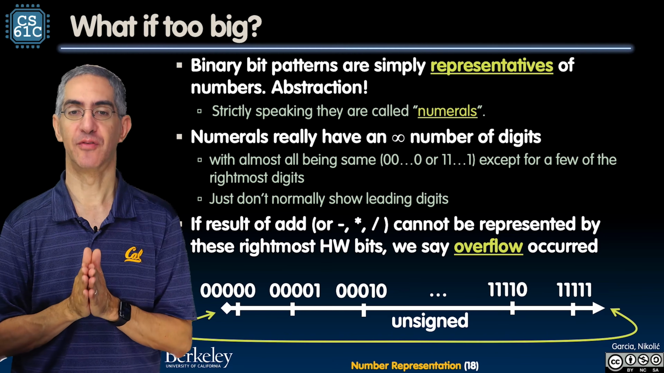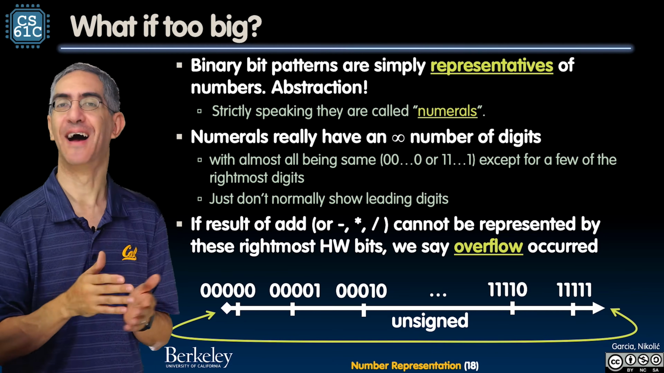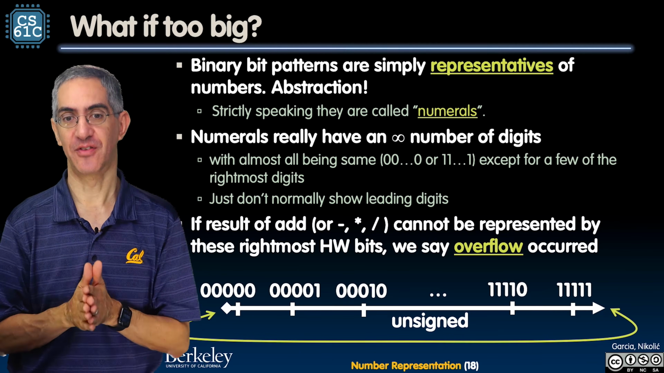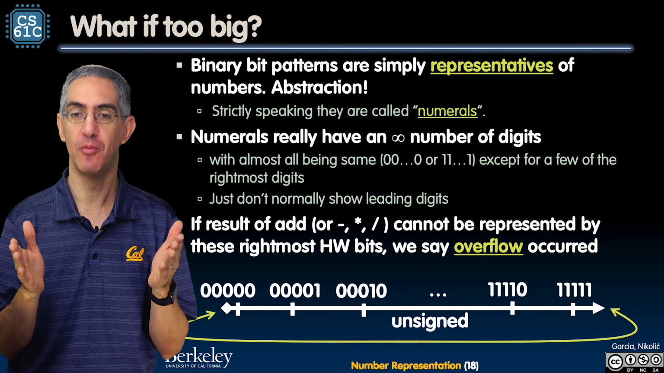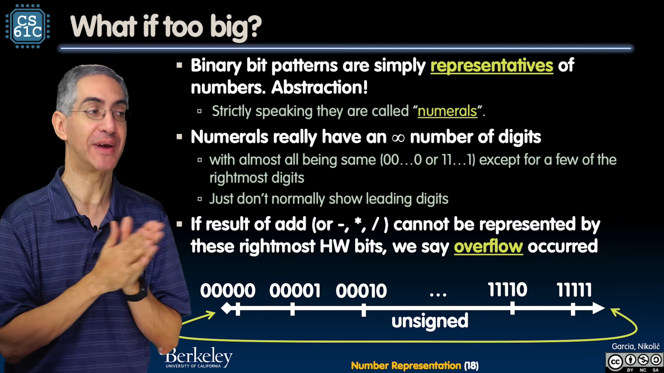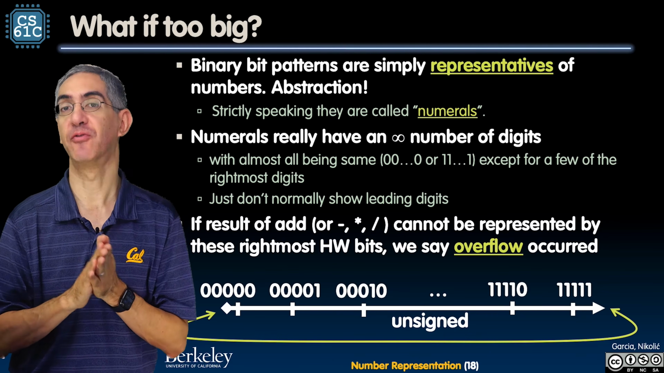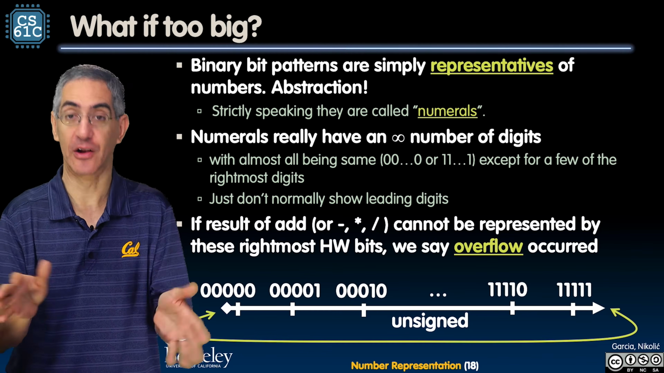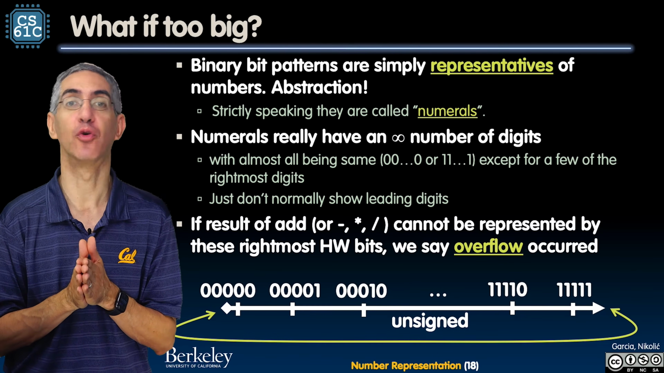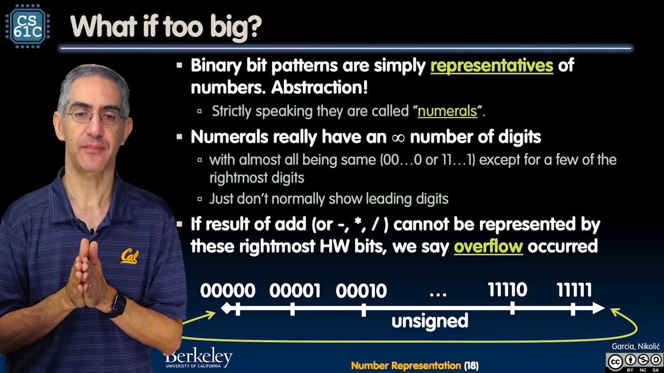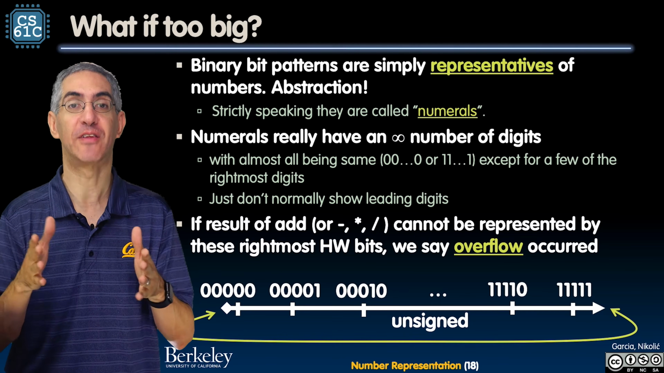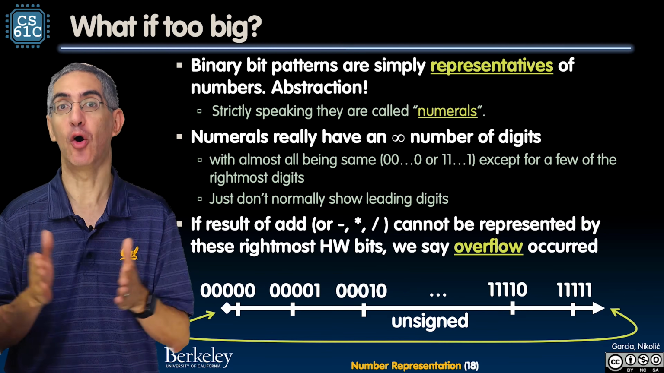Numbers really have an infinite number of digits. We know that. Numerals, I just did it. That's funny, right? See how I did that? Numerals really have an infinite number of digits. Normally, the beginning is always zeros. We'll talk about what it means if the beginning is ones, and other things. Except for a few of the rightmost digits, mostly the action is in the lower end, because it's infinite, so obviously there are lots of zeros at the leading end. We just don't normally show the leading digits. If the result cannot be stored in the number of bits we have allocated, we call that overflow.